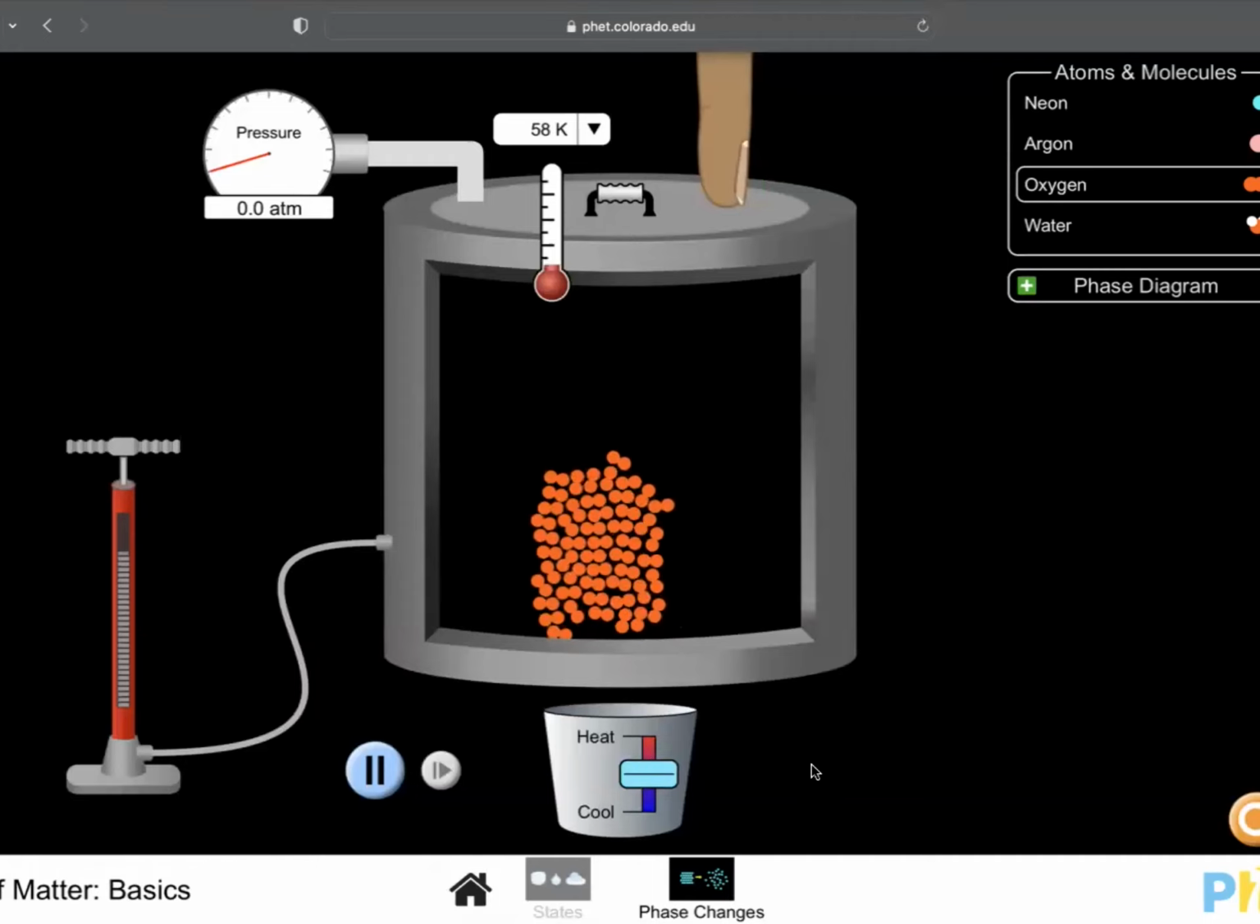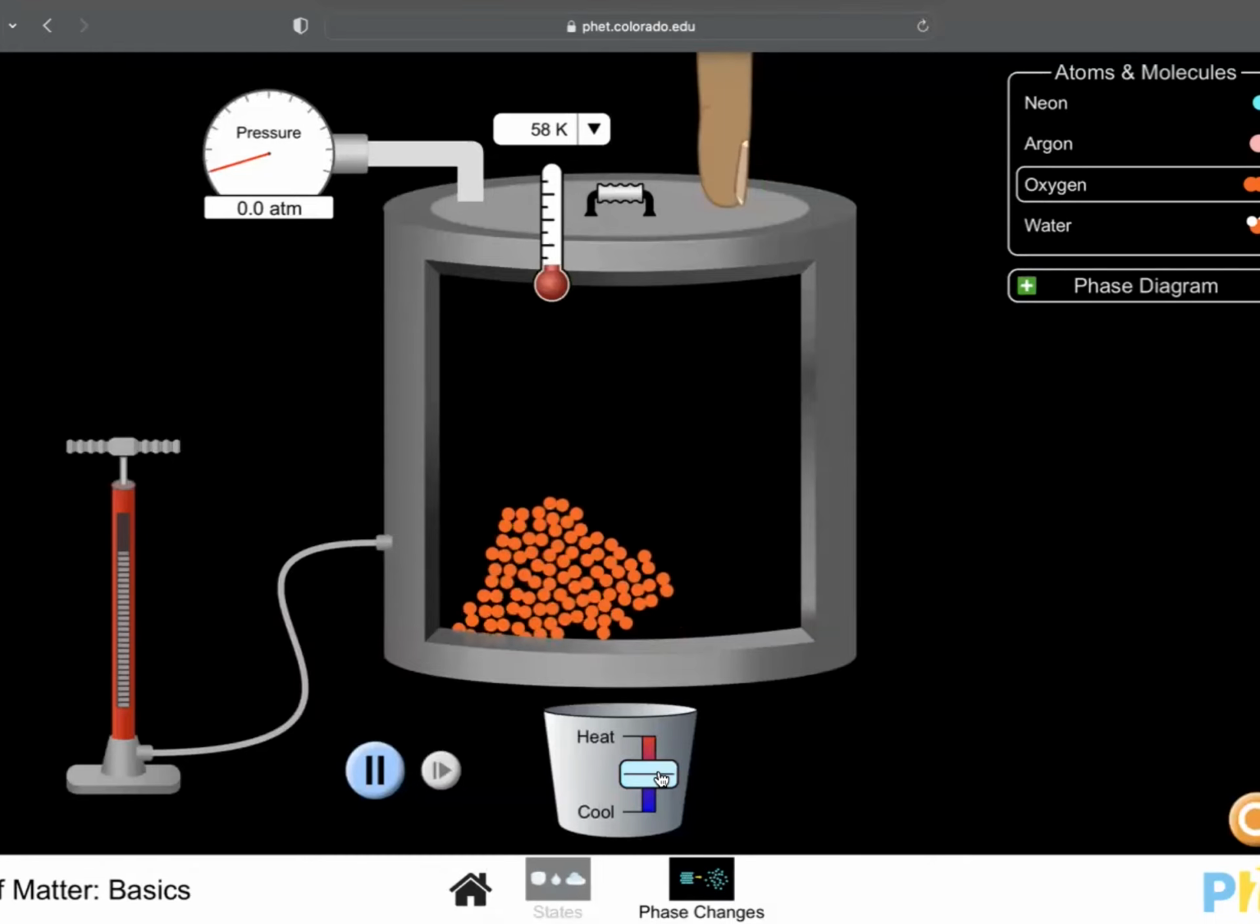And now that solid is turning into a liquid. The way that we know that it's a liquid is that the particles are still fairly close to each other, but we have a lot more molecular motion. So we have defined volume, but undefined shape. Notice that the shape keeps changing as the particles move around, but they still have pretty close contact to each other.